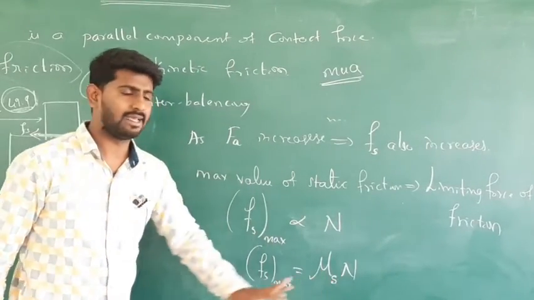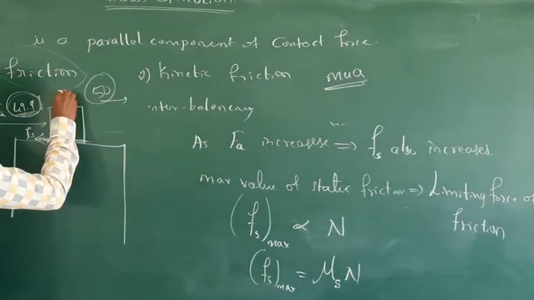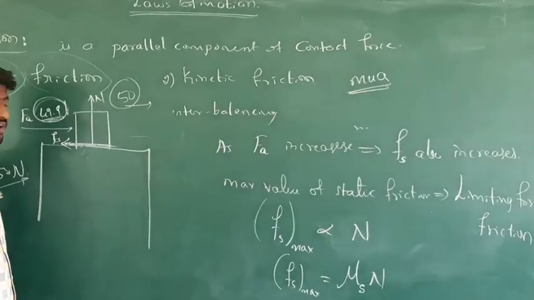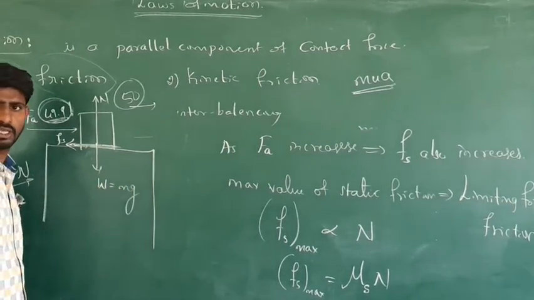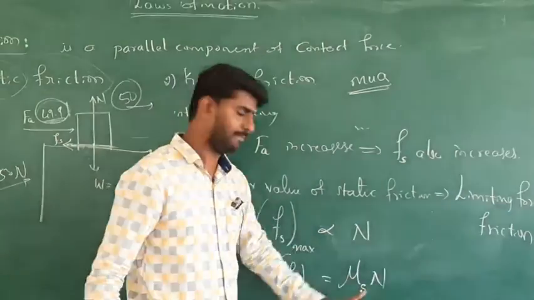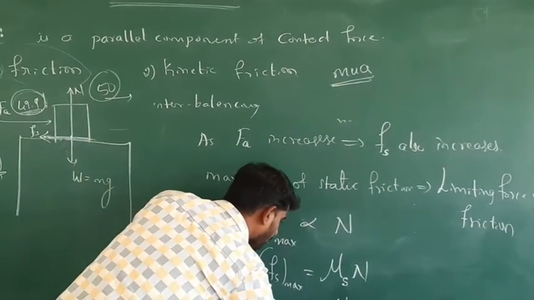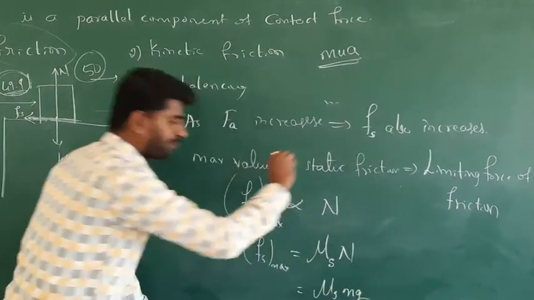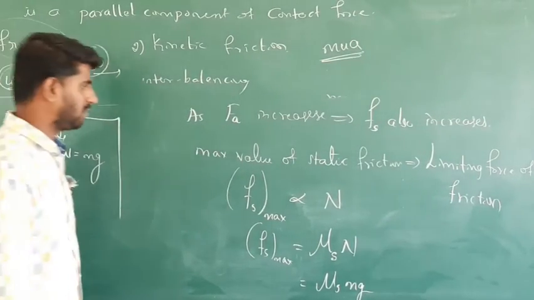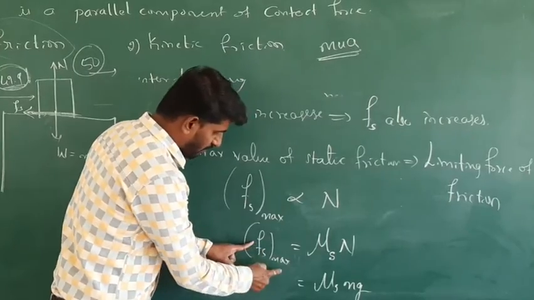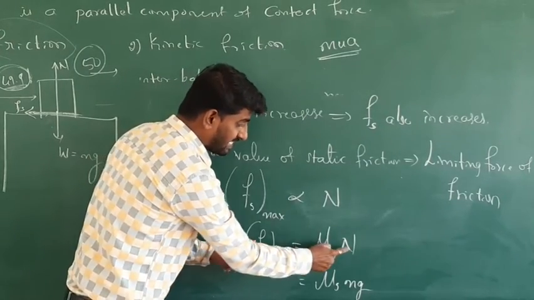So what is N? N is the normal reaction. What is the value of N? That is equal and opposite to W, which is nothing but mg. Since we have taken only the magnitude, here you can also write it as mu s m into g. Is it right? Okay. So the maximum value of Fs is equal to mu s into N.